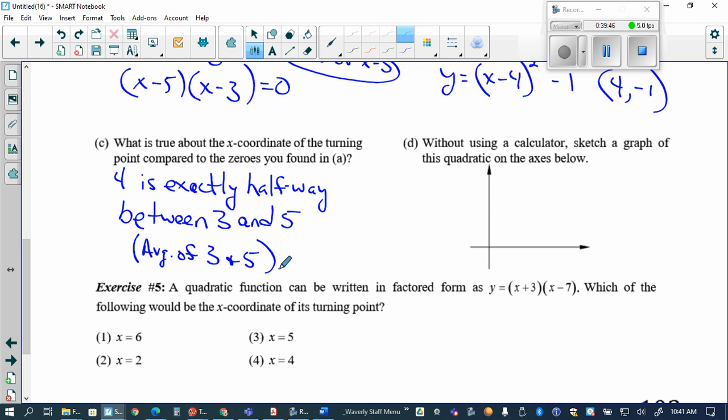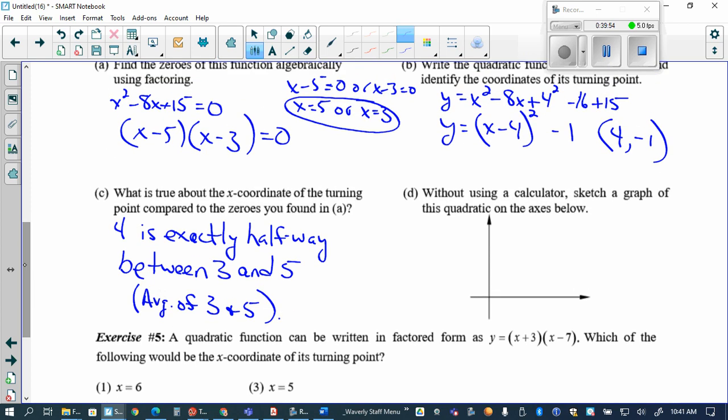Let's make a rough sketch of this here. We know where the roots are, right? Where are they? One of those numbers is 5, and I put that on there. So the answer to what the other one must be is 3. Okay, there we go.